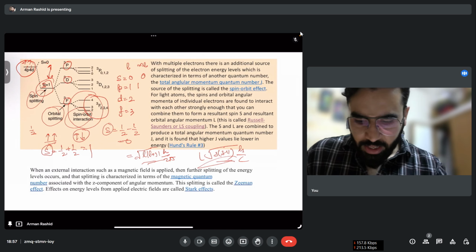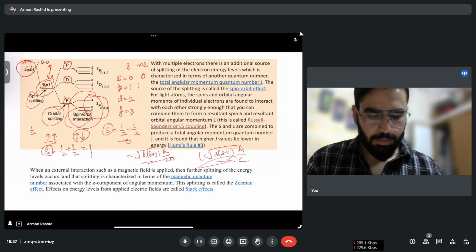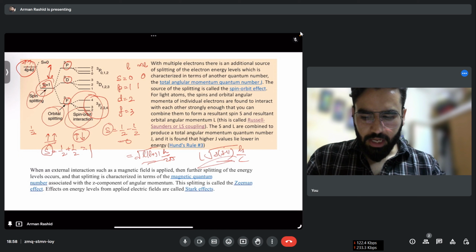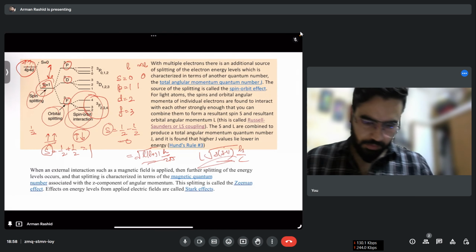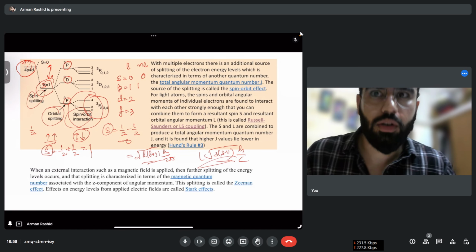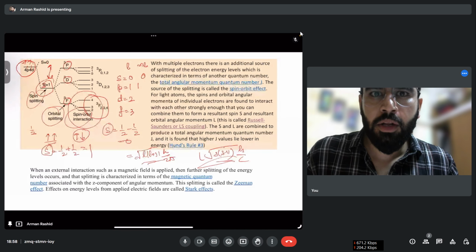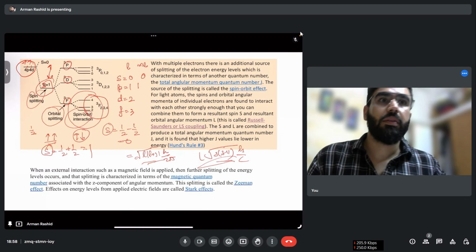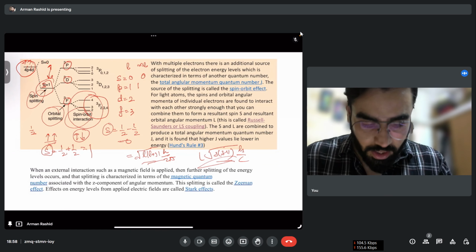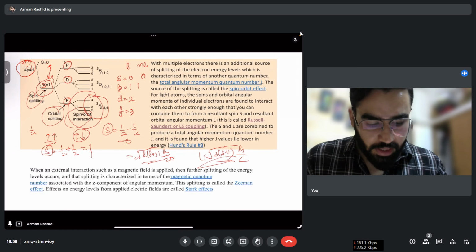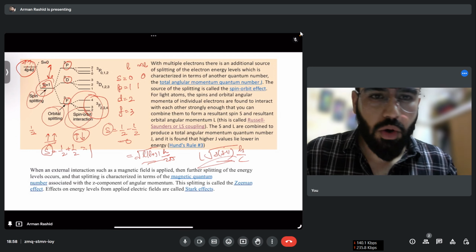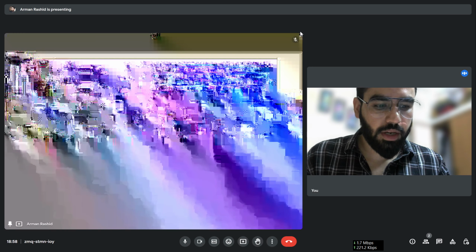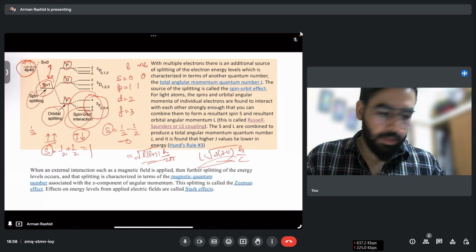Now, when an external interaction such as a magnetic field is applied, further splitting of the energy levels occurs. So we have shown here that we will put this atom into an external magnetic field, and this external magnetic field now interacts with the internal magnetic field, because the magnetic field is occurring because of the spin angular momentum or orbital angular momentum.